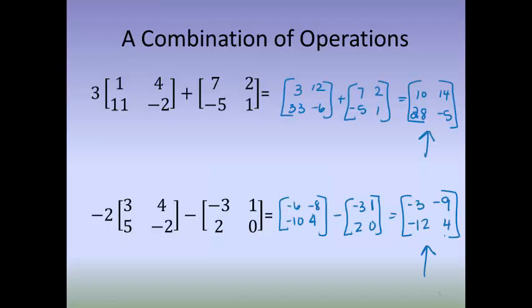Alright, so the two answers we have, for the first one I've got 10, 14, 28, and -5 as the elements of the resulting matrix. And in the second example I have -3, -9, -12, and 4. Go ahead and check your work, and if you've got this, then I think we're ready.